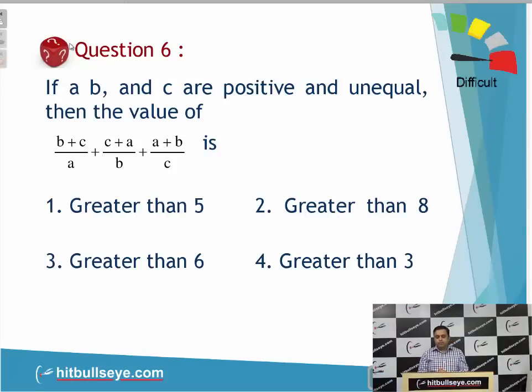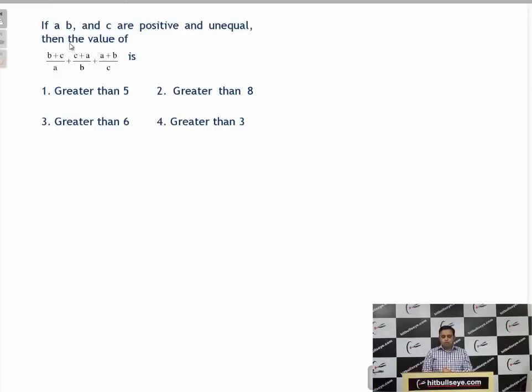Again the question says that A, B, C are positive and unequal, then the value of this expression is greater than 5, greater than 8, greater than 6, or greater than 3. Again we will use arithmetic mean of the terms is greater than or equal to their geometric mean. But since the question says that the numbers A, B, C are unequal, we will leave the equality sign, because we know that arithmetic mean will be equal to the geometric mean only when A, B, C are equal. Otherwise arithmetic mean will be greater than their geometric mean.